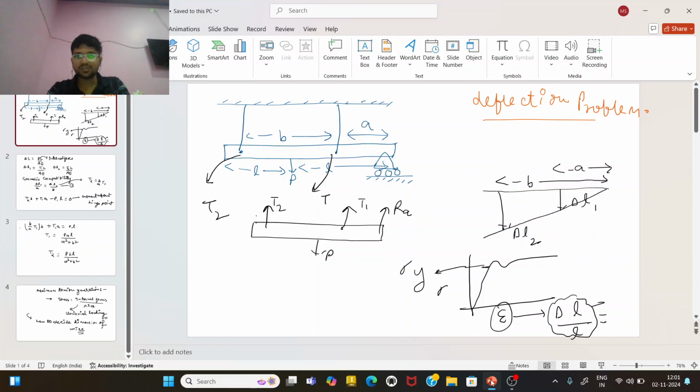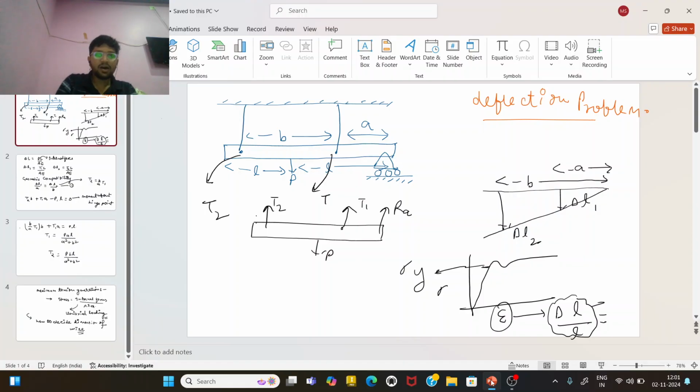In today's session, we are going to discuss a deflection problem. Basically, you can see the problem on the screen. It's a problem based on uniaxial loading. First, we will try to understand what the system is and understand the configuration.